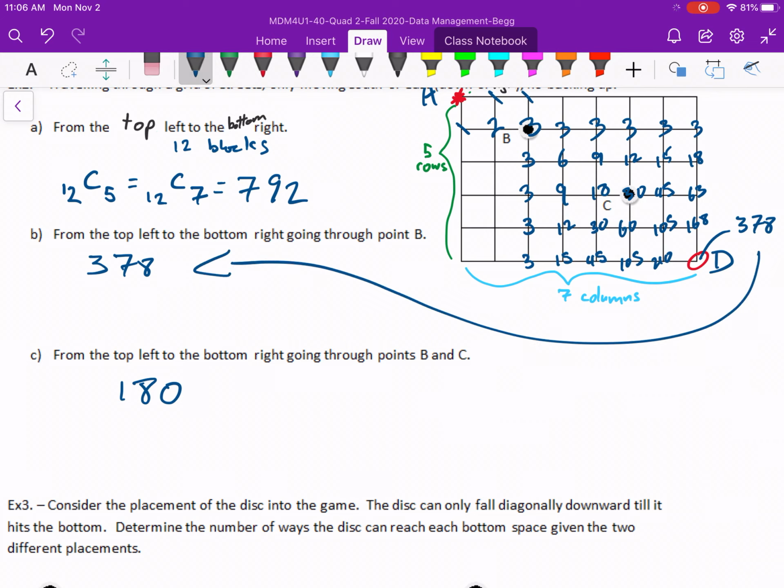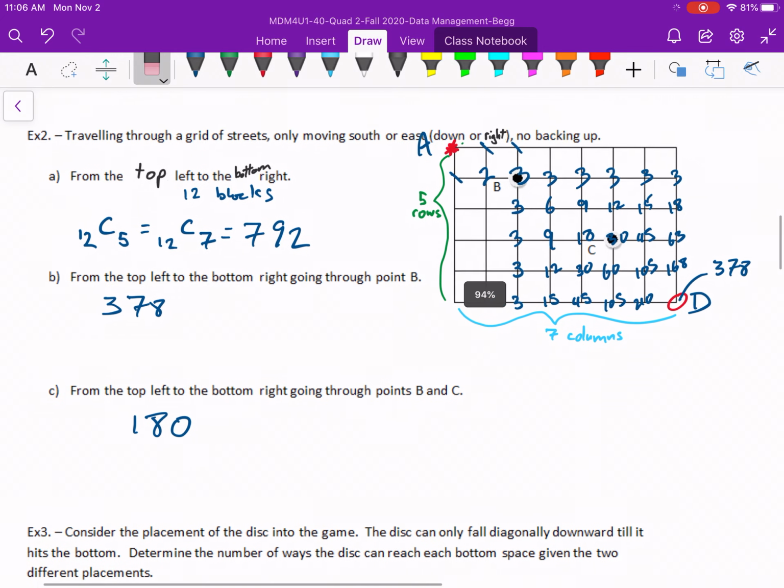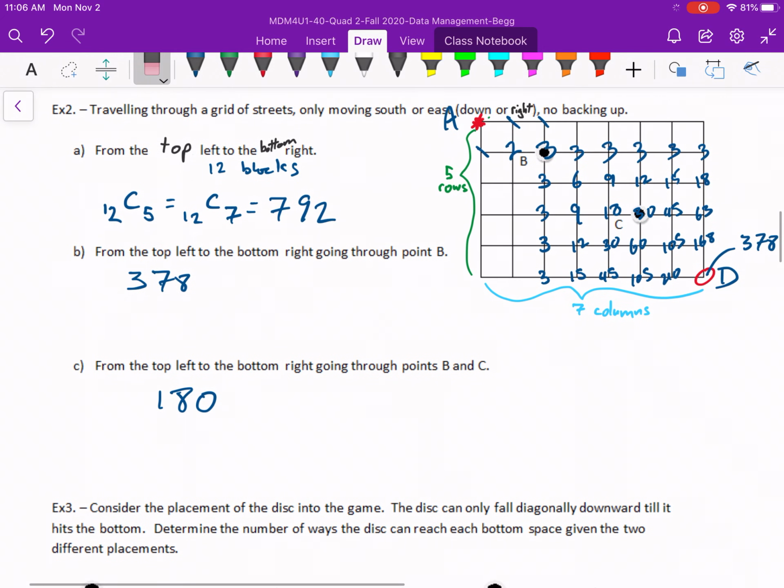That goes there. All right. But as I started to say, we could use combinations to actually do that as well. So first I want to go from A to B. To go from A to B, I have to cover 3 blocks. I have to go down by 1 block and 2 blocks to the right, however I do it.